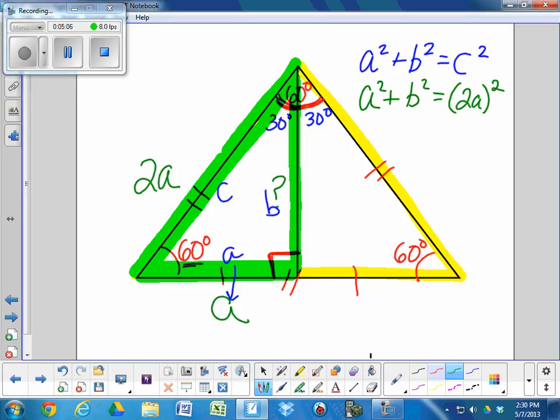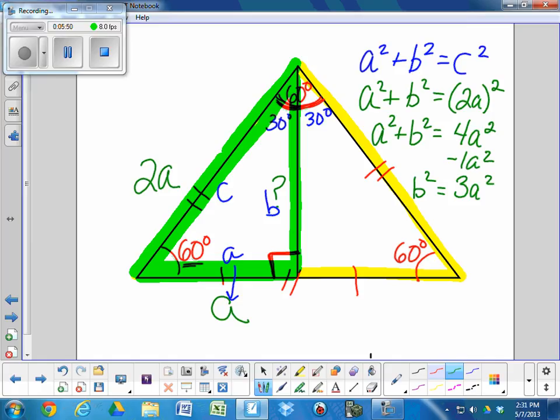So instead of A squared plus B squared equals C squared, make it say A squared plus B squared equals the quantity 2A squared. What is the right side when you square the 2 and square the A? 4A squared. We're trying to figure out what B is equal to. So let's get that B squared by itself. Let's take away 1A squared from both sides. Look, I have 4A squareds. Oh no, I lost one of them. I have 3A squareds left.